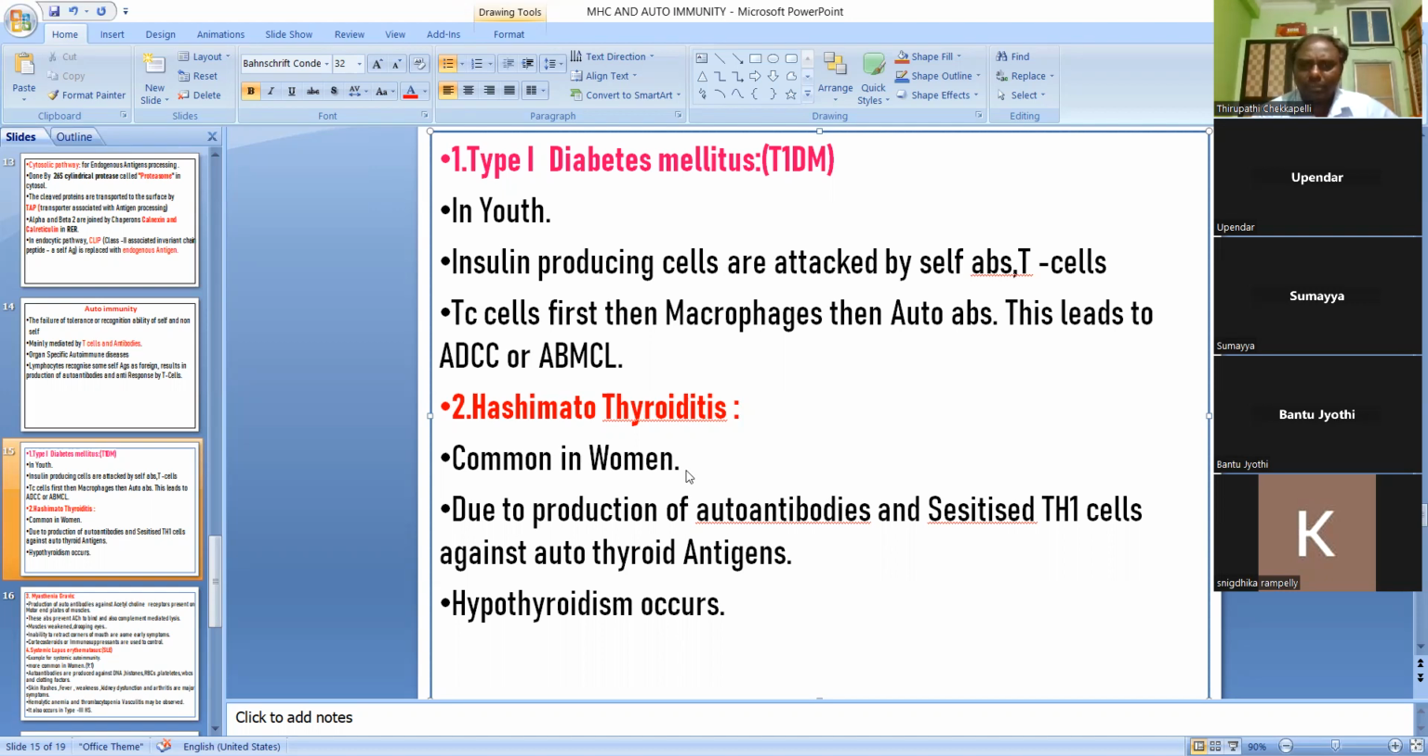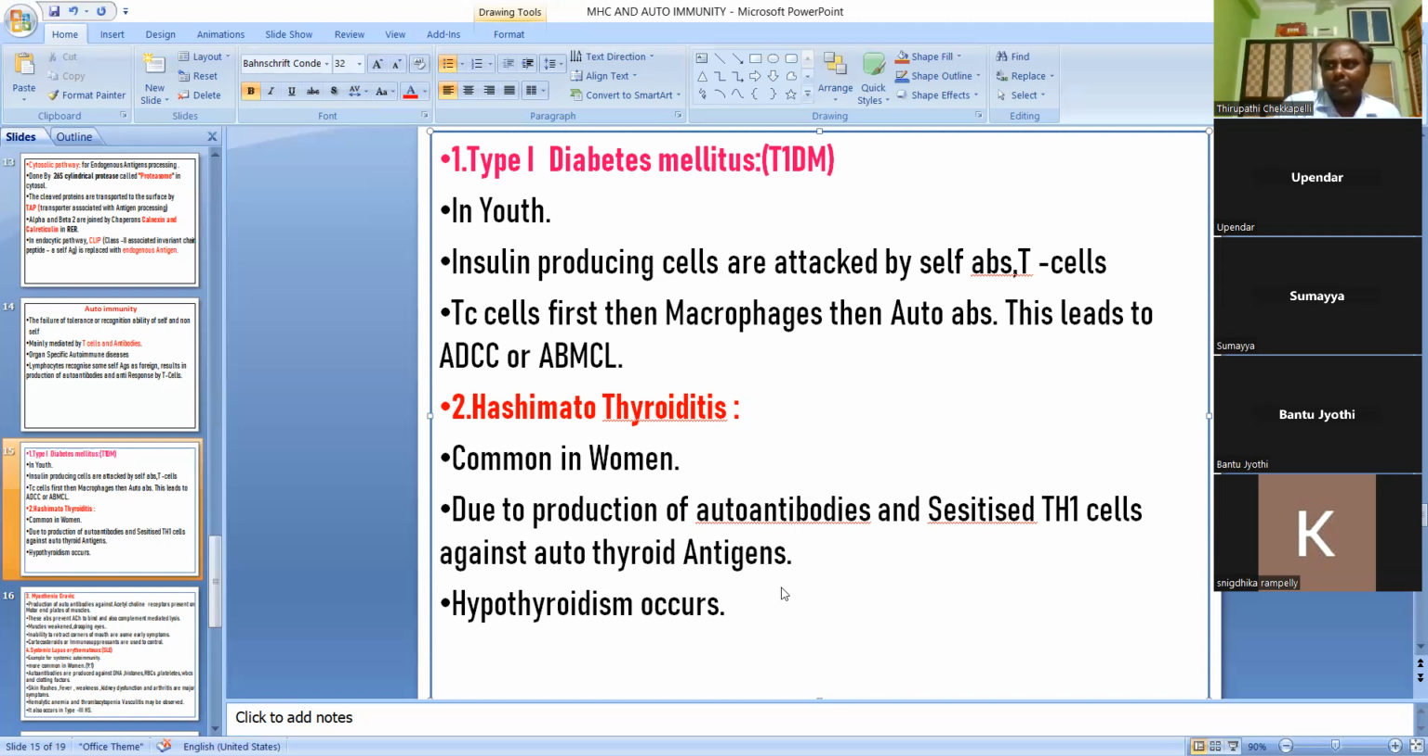Nowadays it is very, very common. Most of the women, at the age of 35 or 40, are suffering from thyroid problems. So this is one such kind, due to production of autoantibodies and sensitized T helper cells 1 against autothyroid antigens. Okay, so it causes hypothyroidism.